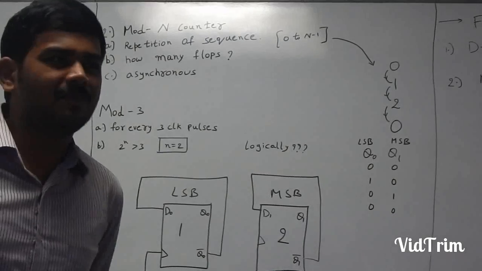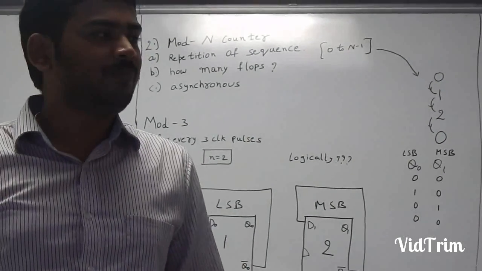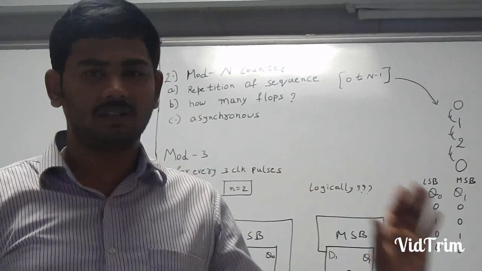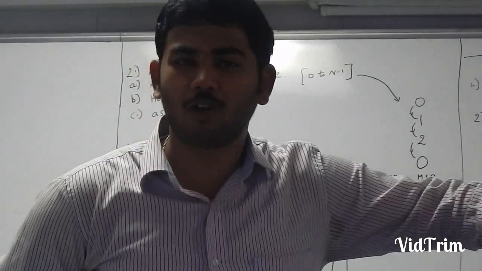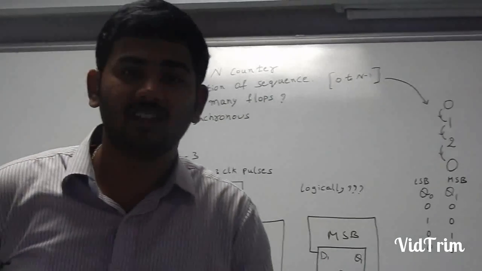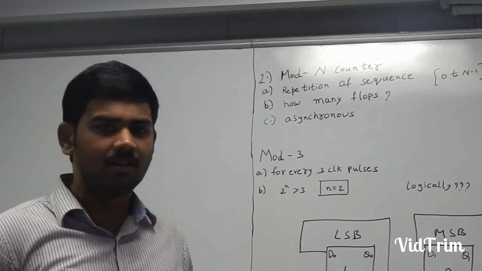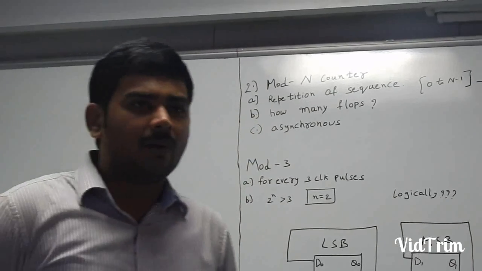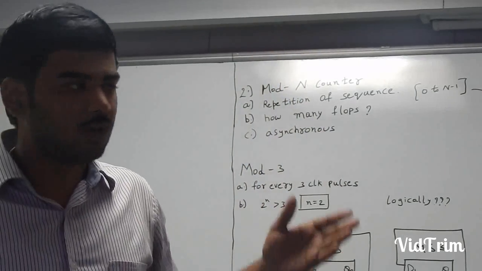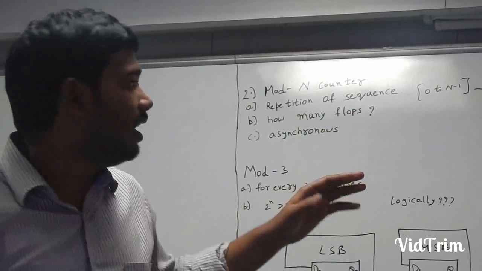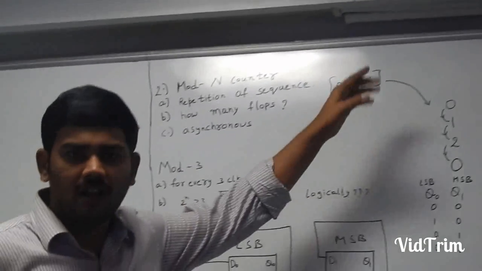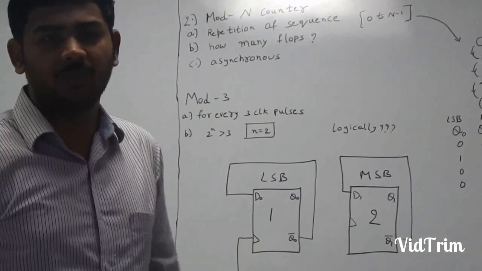Asynchronous is nothing but, if I consider a circuit, all the devices in the circuit are not given the same clock. Only the first device is given the clock and the remaining devices get clock from the first output or somehow, but all the devices are not given the same clock. So it's an asynchronous counter, and a mod n counter counts in sequence. Starting from 0, it counts till n minus 1, and after n minus 1 again the same sequence repeats.